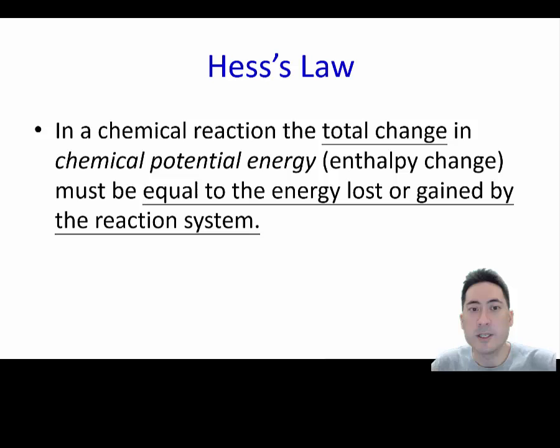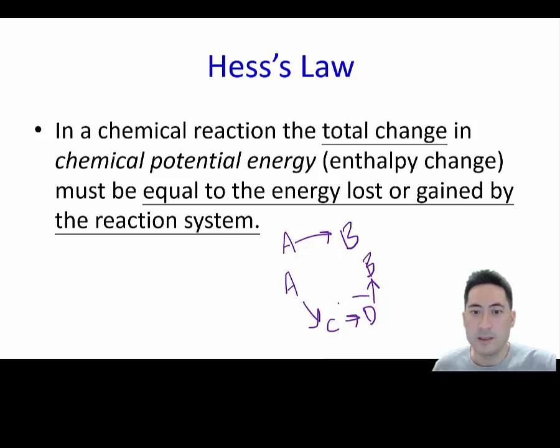In a chemical reaction, the total change in chemical potential energy, or enthalpy, must equal the energy lost or gained by the reaction system. So just like when you go from A to B, where you have conservation of energy and conservation of matter, in the same way, if it takes C to D in order to get to B, there still must be conservation of energy and conservation of matter. So it doesn't matter which way you go, the energy change is still going to be the same from A to B.